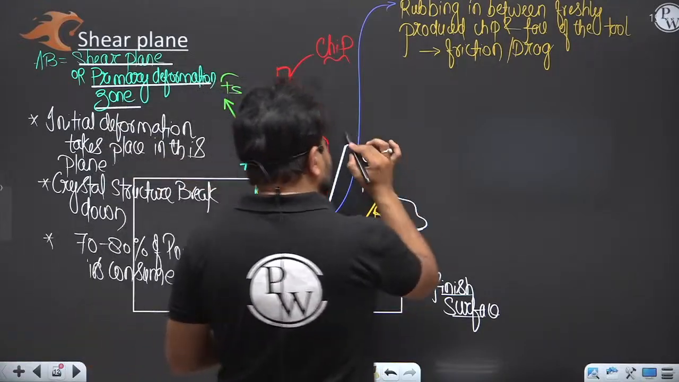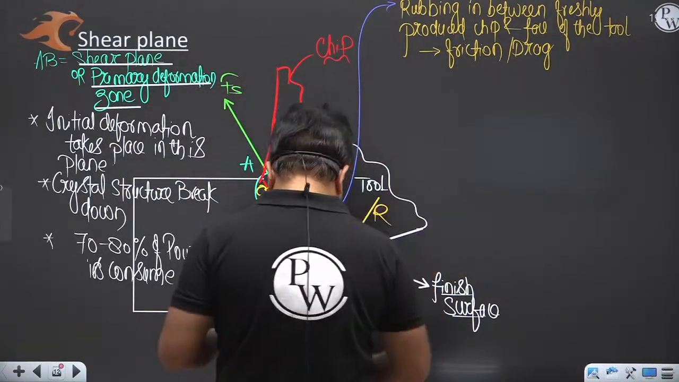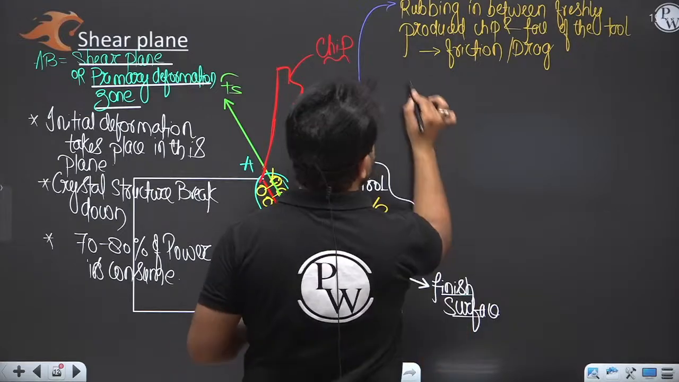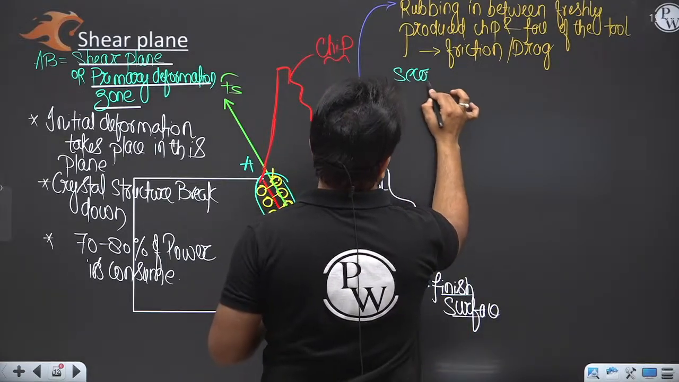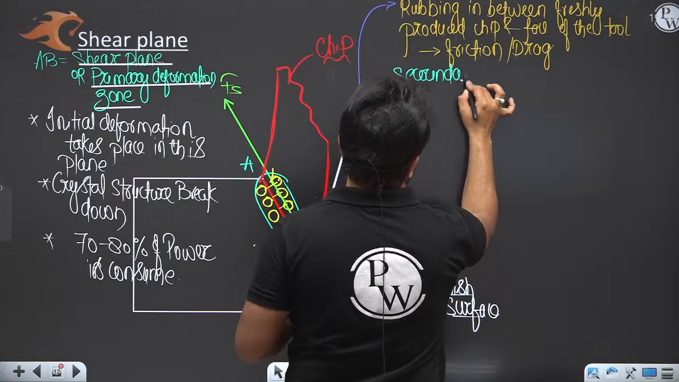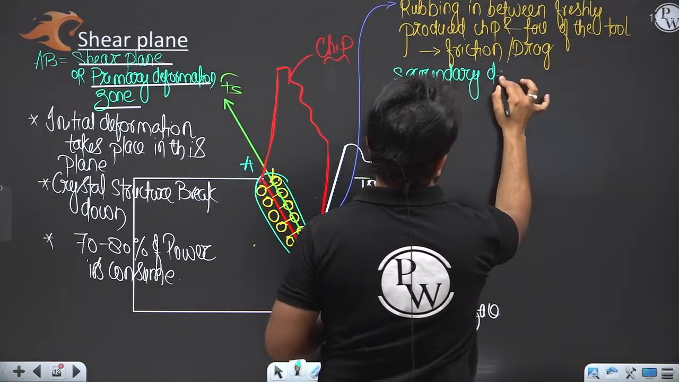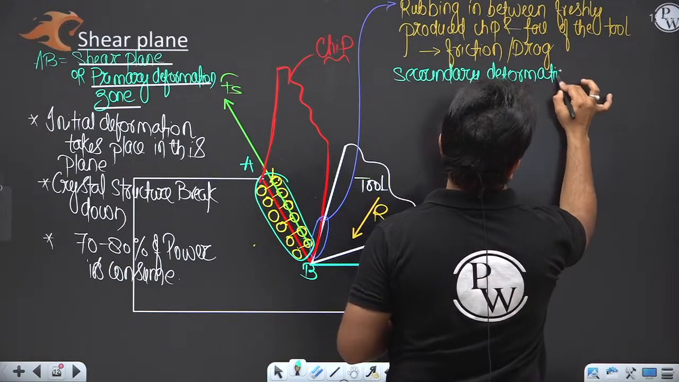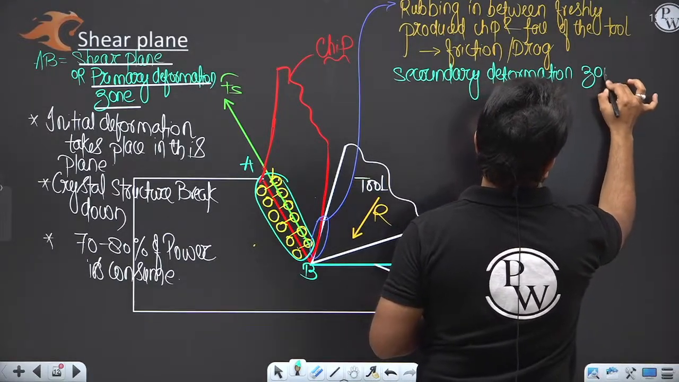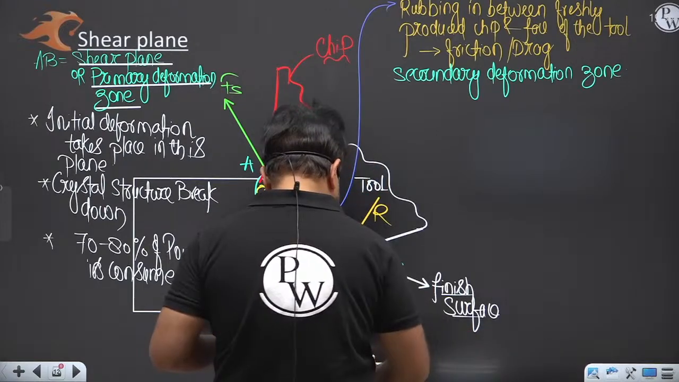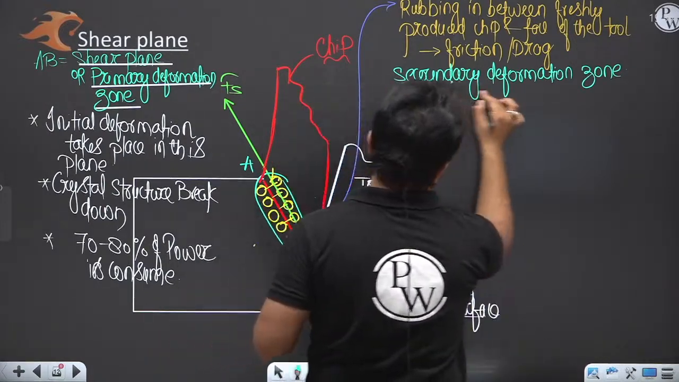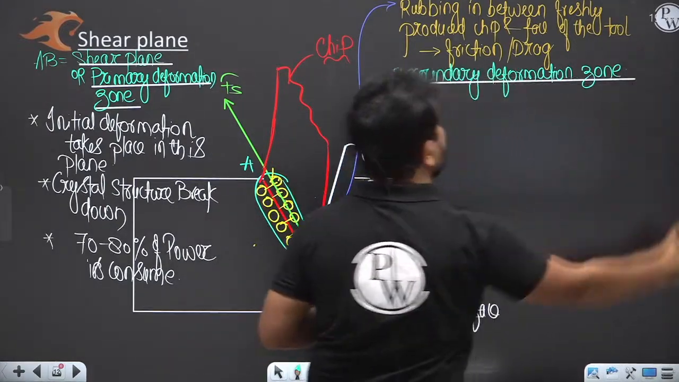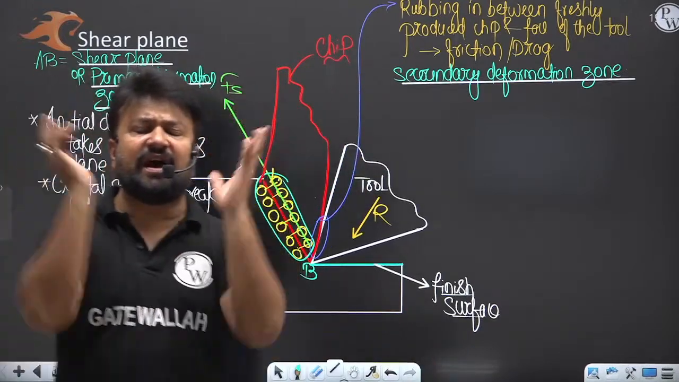So generally this zone is known as what? The secondary deformation zone. Secondary deformation zone, right? Is that clear?